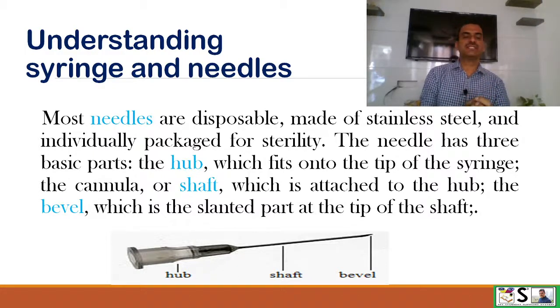The needles have three basic parts. The hub, which fits on the tip of the syringe; the cannula or shaft, which is attached to the hub. It is hollow, with a space in it through which the drug goes into the body. And the bevel, which is the slanted part at the tip of the shaft.